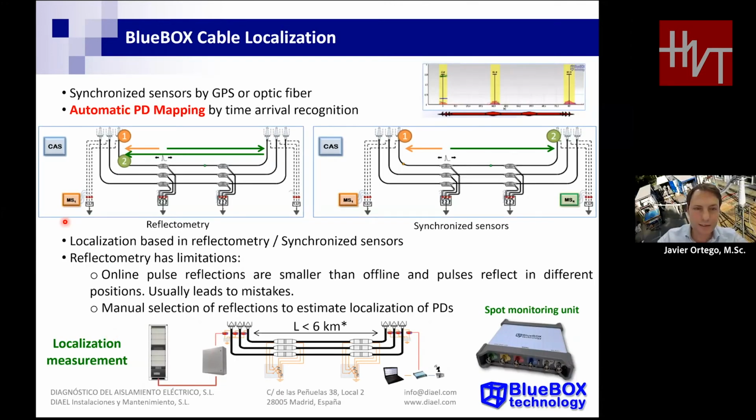For the lines, if we have an offline test, the typical way to do localization, maybe you already know, is reflectometry. Reflectometry is based on the traveling of the PDs that is going to the substation where we have the MS unit with the sensor, and at the same time is traveling to the other side. If we have a big reflection on the other termination because it's not connected to anything, we will have the PD coming back with a different arrival time. So measuring the reflection arrival time, we will be able to do localization along the cable, but this is only applicable offline.